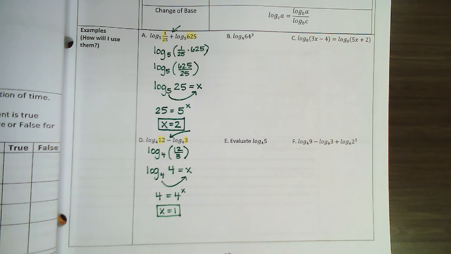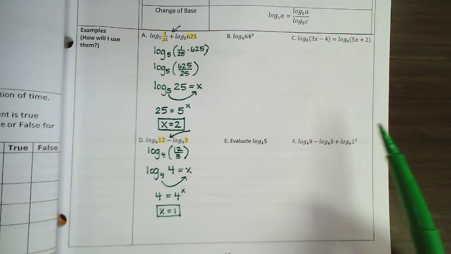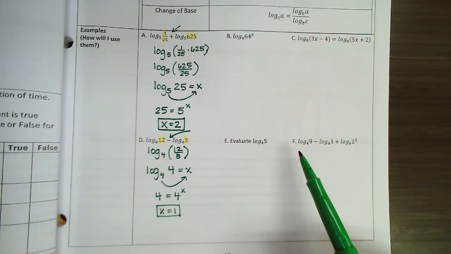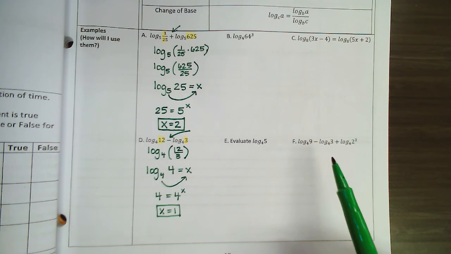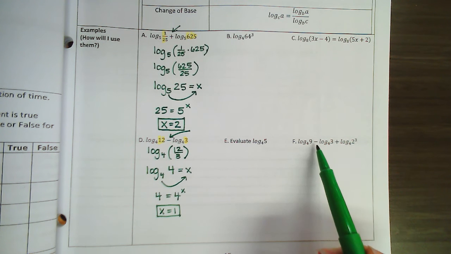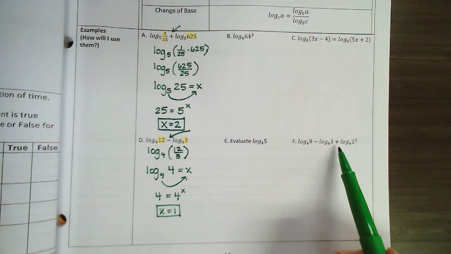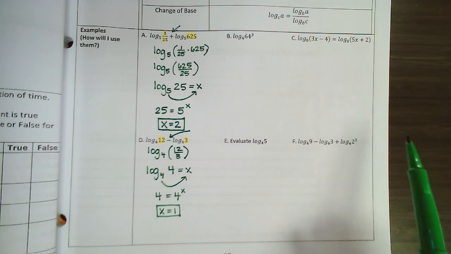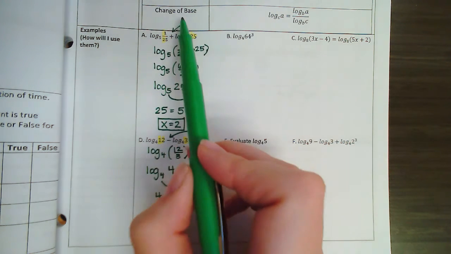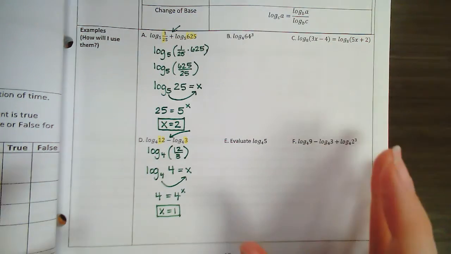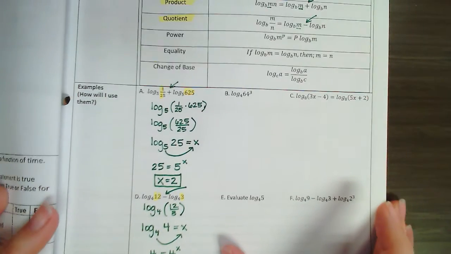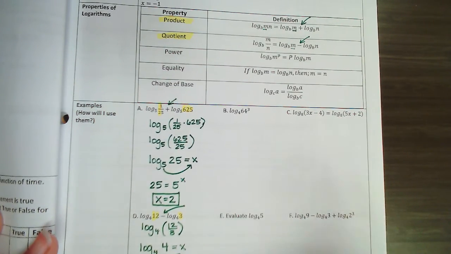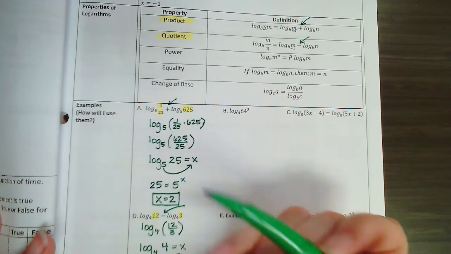Okay? Now, before we go into the other ones, I want you to glance at letter F. Letter F is an example of where we are using multiple properties. Not only are we using the quotient property and the product property, but we're also using the power property. I will go over that one once we look at the other rules. The other three rules that we have are the power, equality, and change of base.